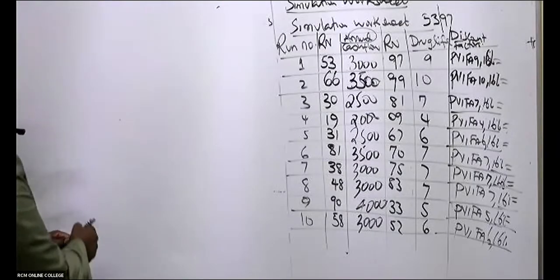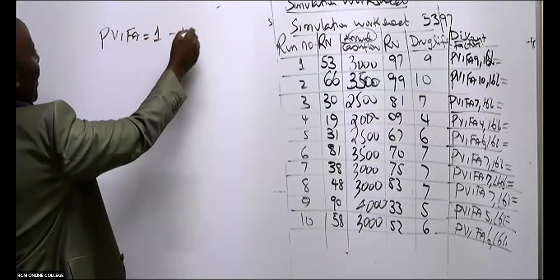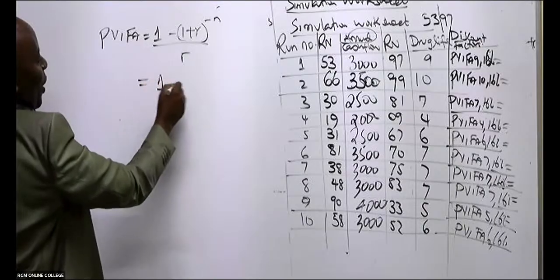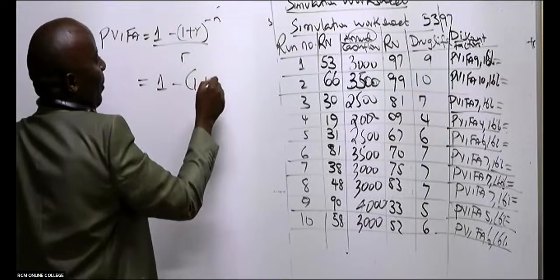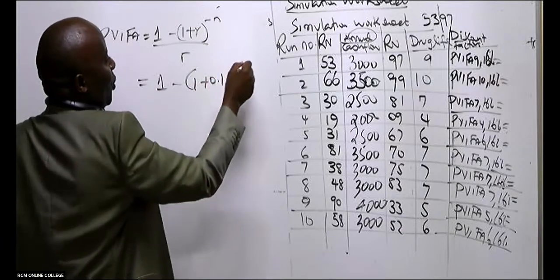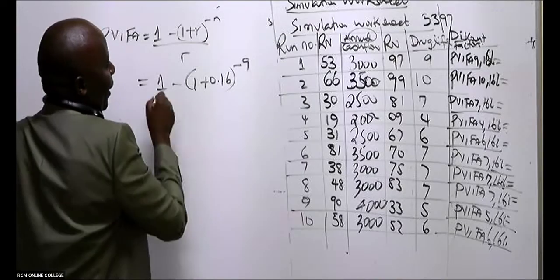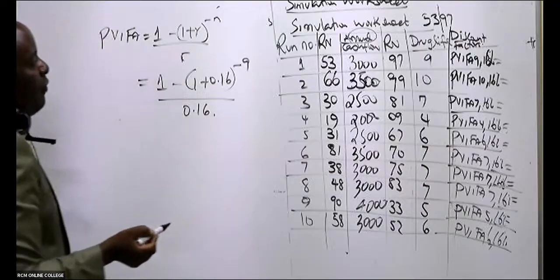So the formula for getting PV farm is 1 minus 1 plus R, all over R. So for the first one, it is 1 minus 1 plus 0.16 raised to negative 9, because you're talking of 9 years. Whatever answer I get, I divide by R, which is 0.16. And then I write a figure.